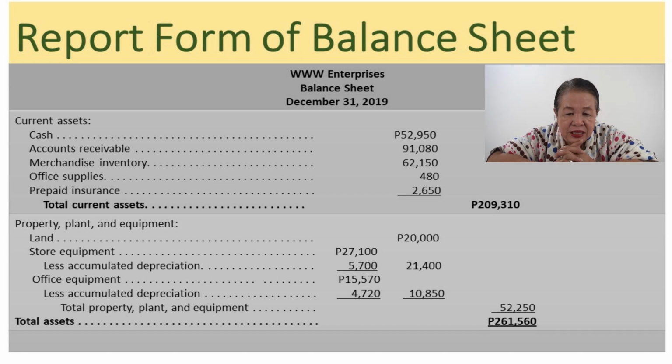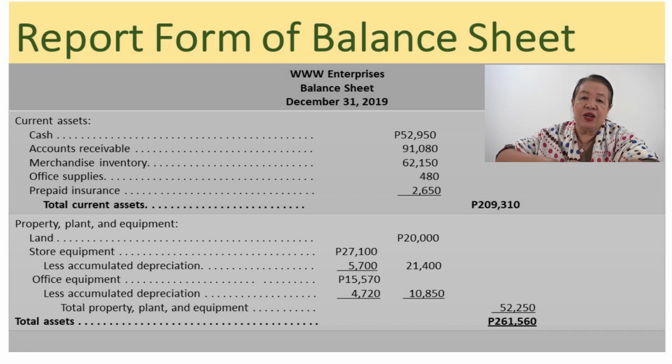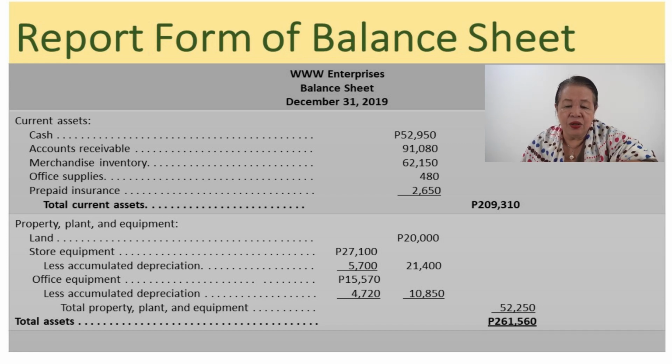So under the balance sheet, we have cash, 52,950; accounts receivable, 91,080; merchandise inventory, 62,150; office supplies, 480; prepaid insurance, 2,650. Total current assets, 209,360. For property, plant, and equipment, we have land, 20,000. We have store equipment, 27,100, but we deduct depreciation of 5,700. So the store equipment is only 21,400.